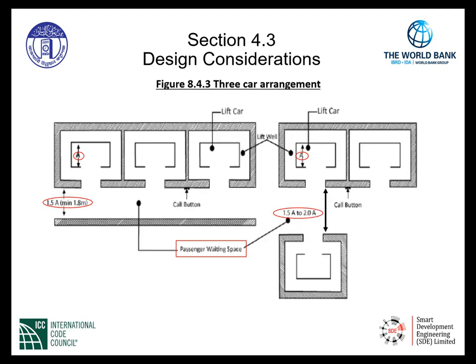An example of a 3-car arrangement is given in figure 8.4.3. Again, on the left-hand side, we have the arrangement of lifts that are side by side. The passenger waiting space must be a minimum of 1.5 times the depth of the lift car, but it must be a minimum of 1.8 meters at the least. The arrangement to the right, the distance between lifts, as shown, is 1.5 times the depth of the car to 2 times the depth of the car. This is the minimum that can possibly be for the 3-car arrangement.